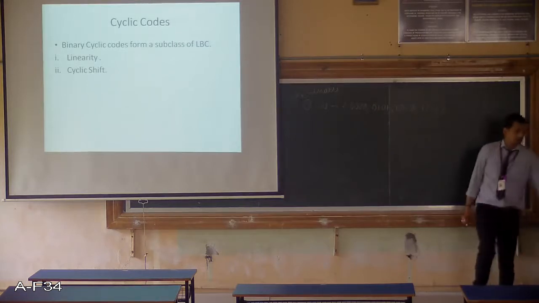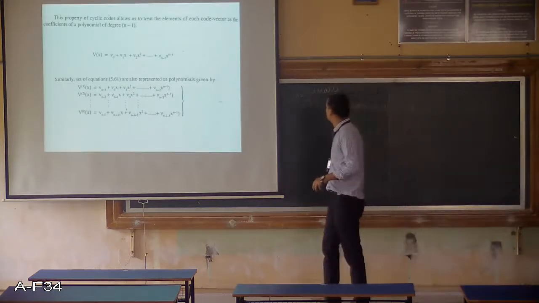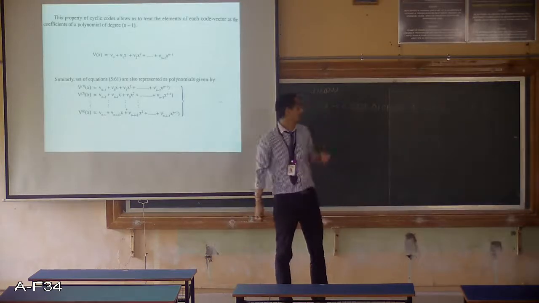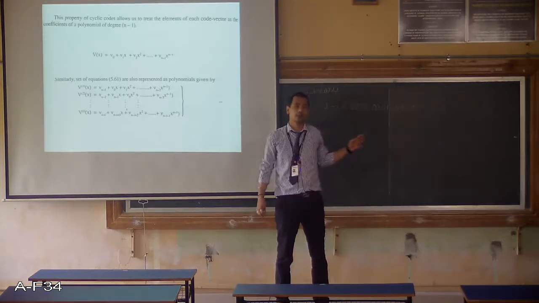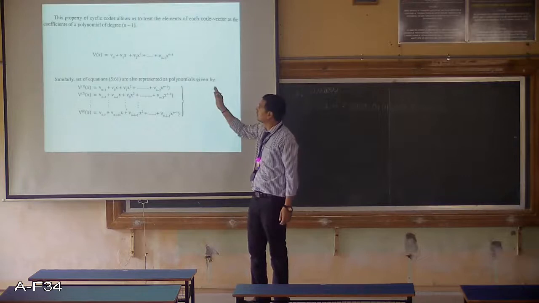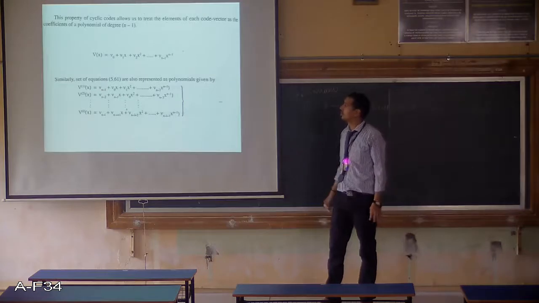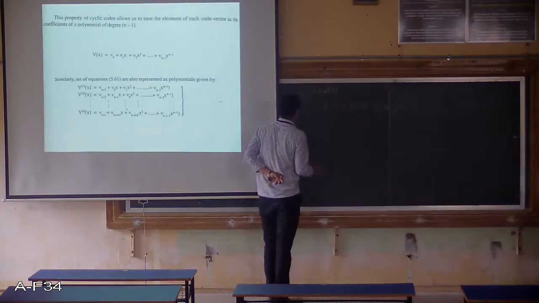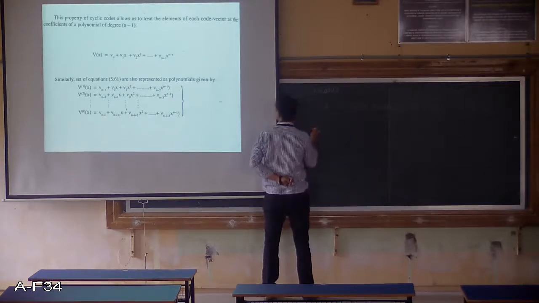Now, I have to check this. Due to this property of binary cyclic codes, we can fuse it with polynomials. The property of cyclic codes allows us to treat the elements of each code vector as coefficients of a polynomial of degree n minus 1. The binary cyclic codes can be written in polynomial form.